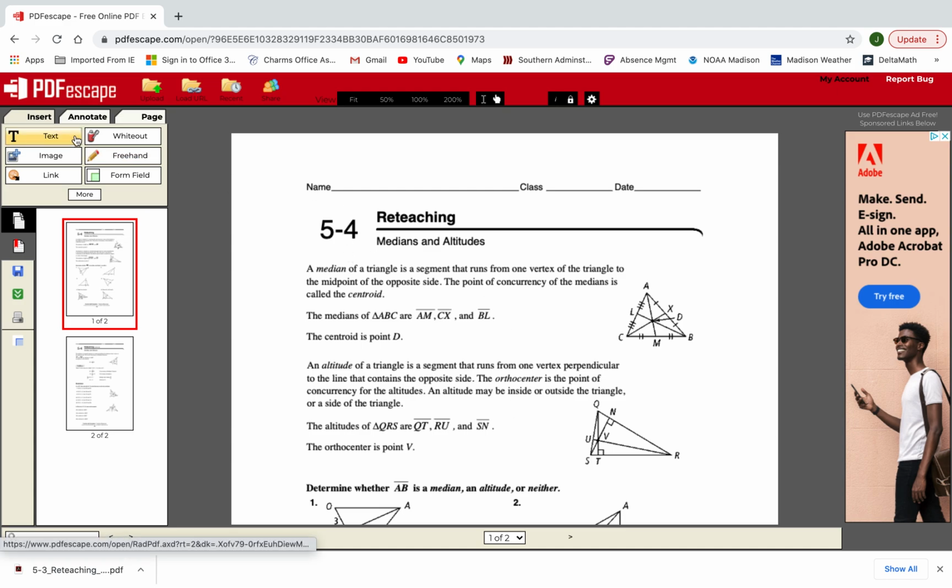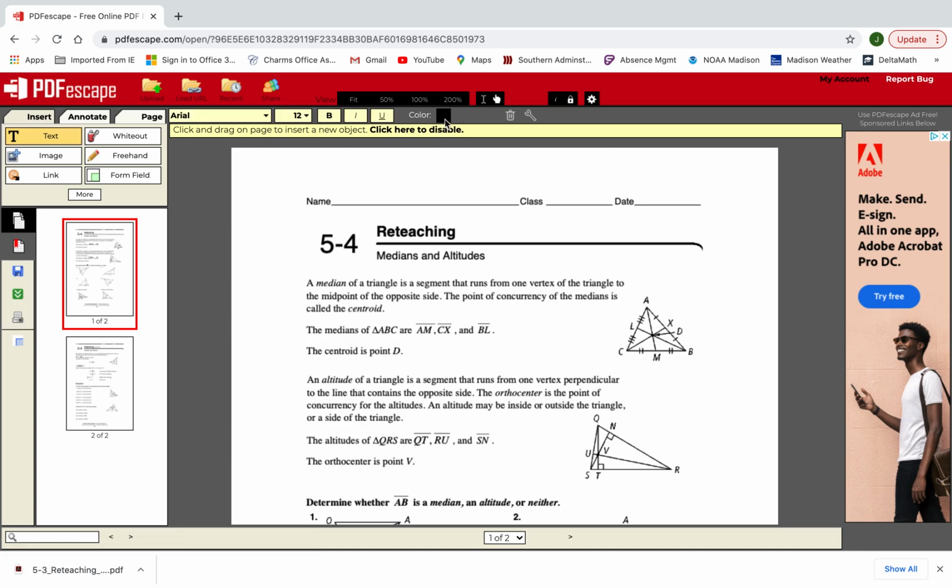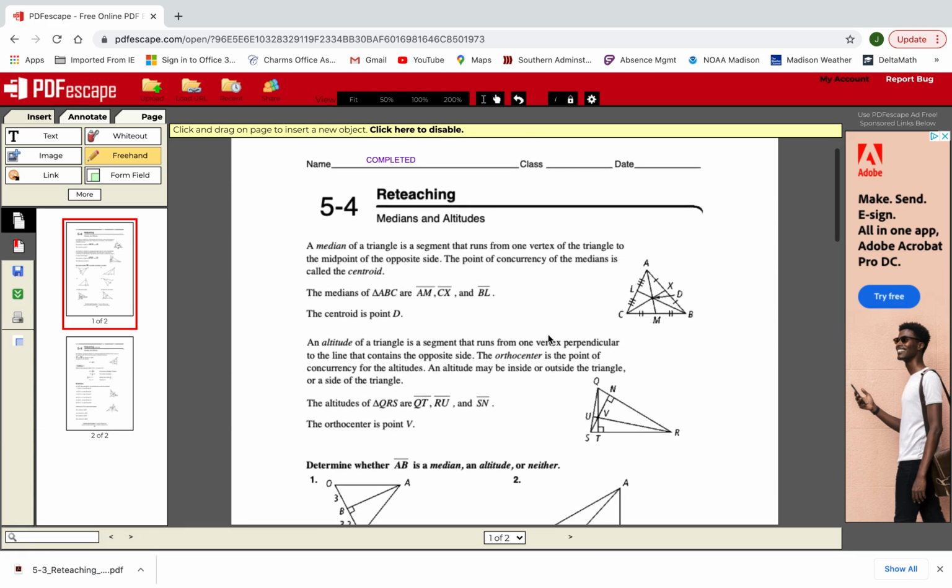All right, so for the 5-4 reteaching, let me go ahead and change it up here. Let's go with some purple. Completed notes. All right, so here we have a median of a triangle. It's a segment that runs from one vertex of the triangle to the midpoint of the opposite side. And note that it doesn't necessarily meet at a perpendicular, okay? That would make it a perpendicular bisector. Medians and perpendicular bisectors, not always the same thing. A median goes from corner to midpoint, or vertex to midpoint.